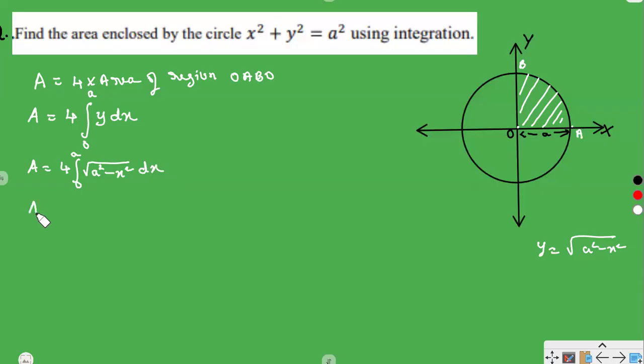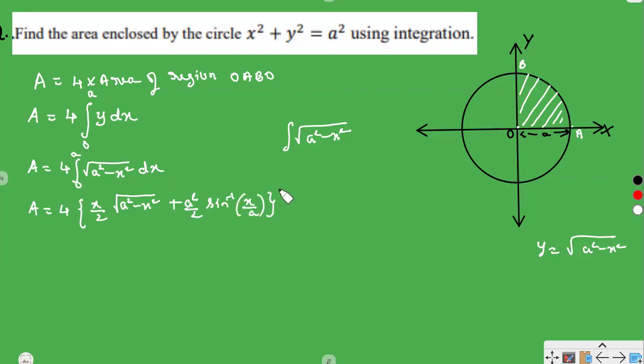And I've already told you in the beginning the formula of this. The integral of root of a square minus x square is x by 2 root of a square minus x square plus a square by 2 sine inverse x by a. And this is the formula for this integral, but I have a limit which says 0 to a. Only in this region I'm finding the area, so write 0 to a.